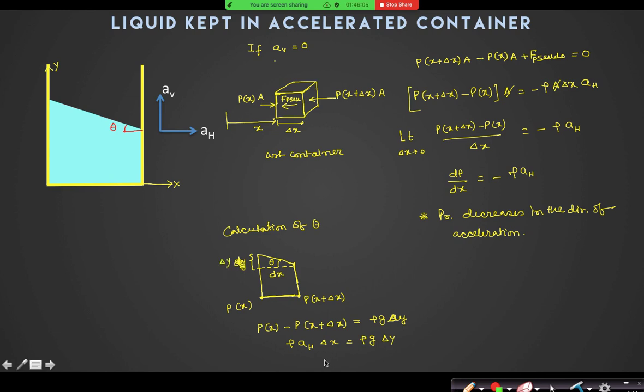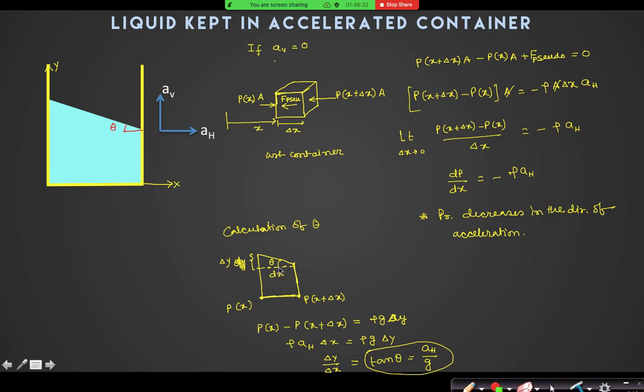So it is very easy to calculate that delta y by delta x is equal to tan theta. And what is the value of tan theta then? It is a by g, horizontal acceleration divided by g. It is the value of tan theta. Have you got it?